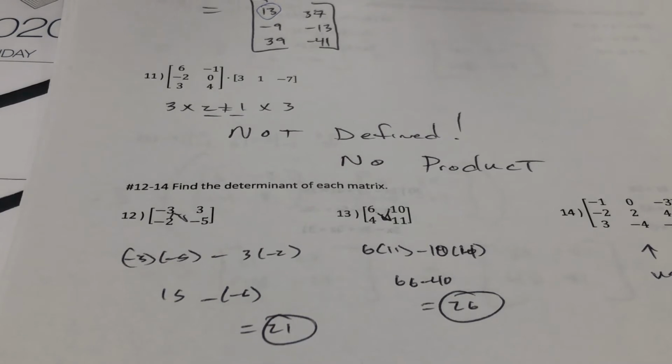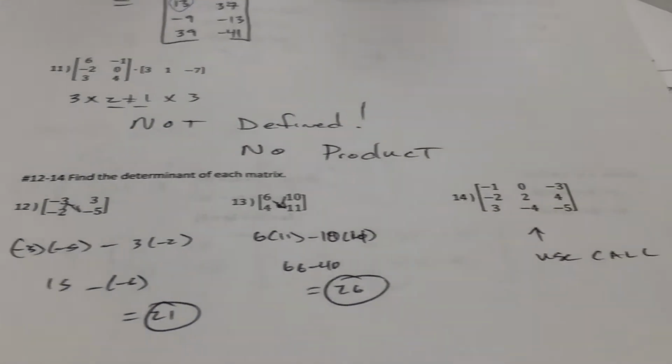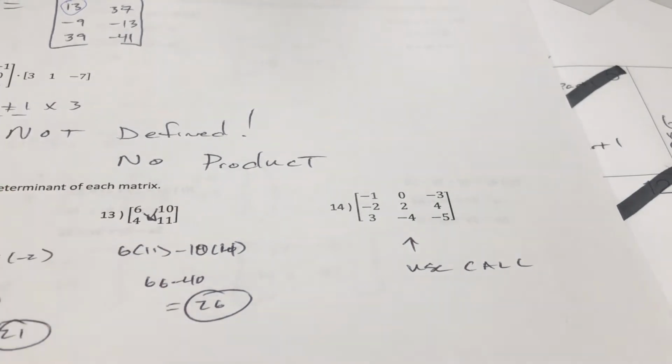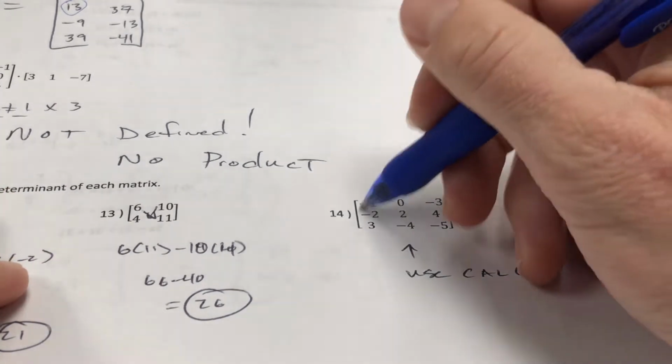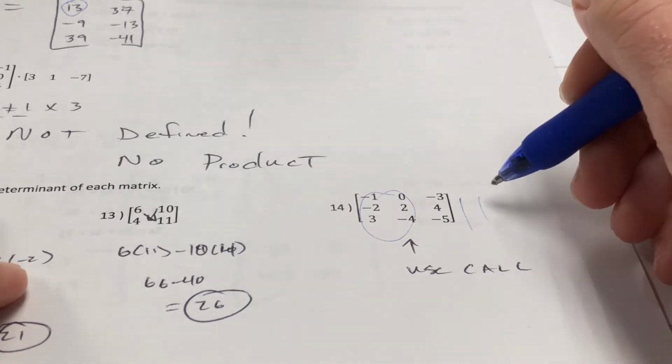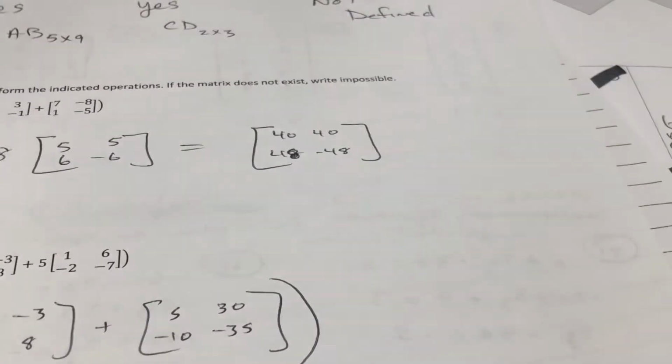For 12 and 13, you can definitely find the determinant by just doing the cross product. -3 times -5 minus 3 times -2. 6 times 11 minus 10 times 4. Then use the determinant on the matrix there. Use your calculator to find the determinant there for sure. Again, you just rewrite the first 2 columns and do that, minus that times that. So that's honors algebra 2.